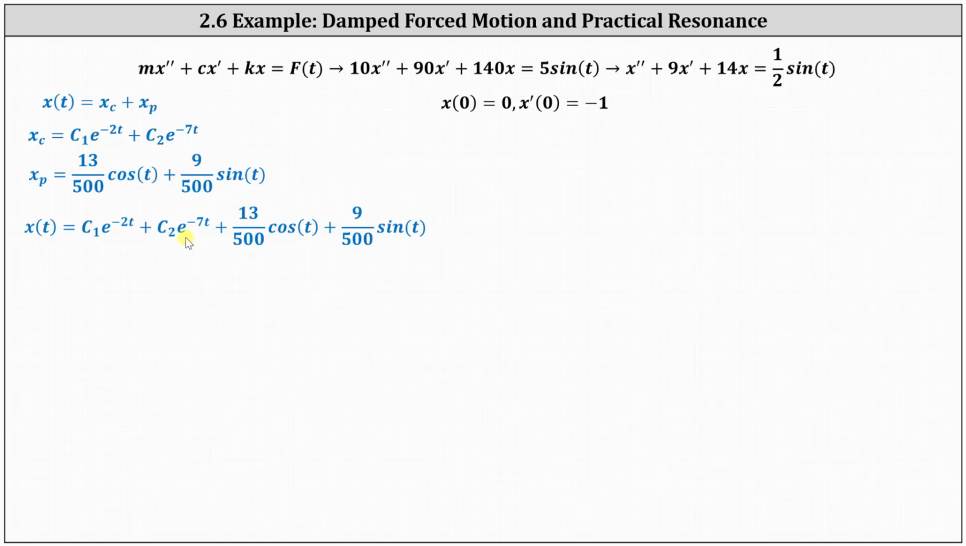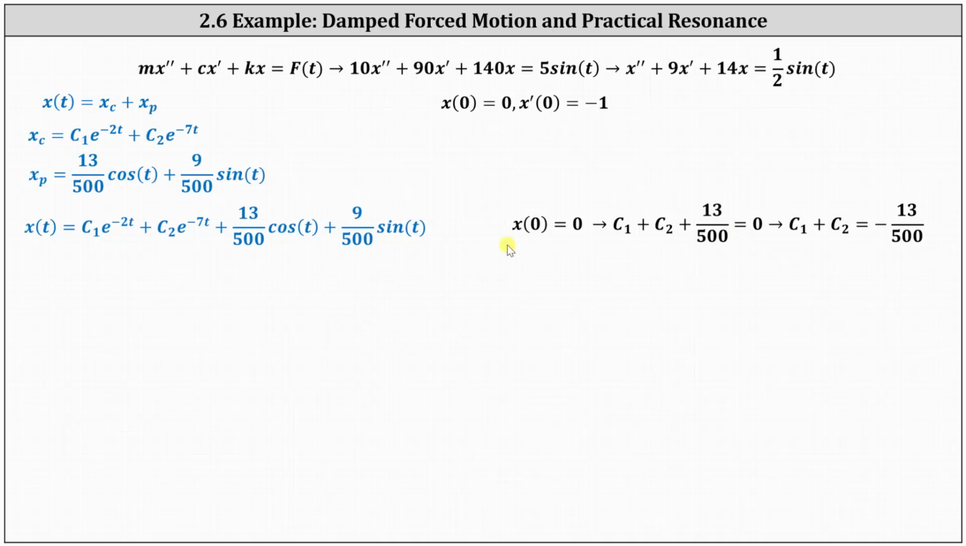x of t is equal to, again, x sub c plus x sub p. And now to finish, we need to find c sub 1 and c sub 2 using the initial conditions. Beginning with x of 0 equals 0, we substitute 0 for t and set the function value equal to 0, which gives us the equation on the right.